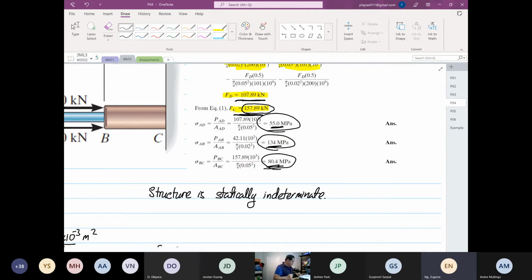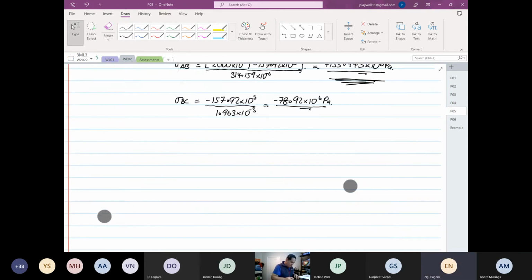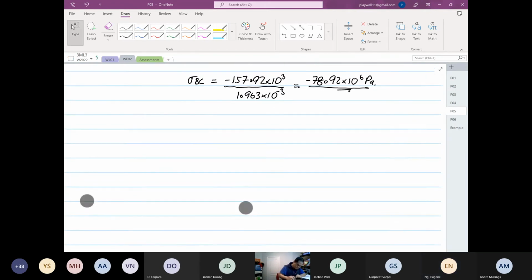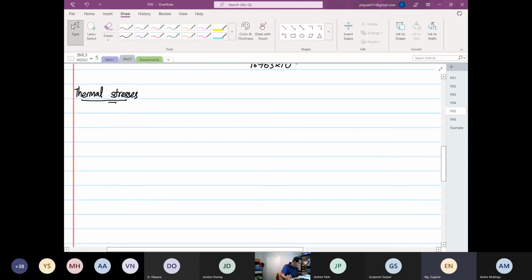Right. So the next topic that we are going to go into is thermal stresses. For thermal stresses, we need to get some information correct first. Let me tell you what they are. So the first thing that I want you all to take note of.